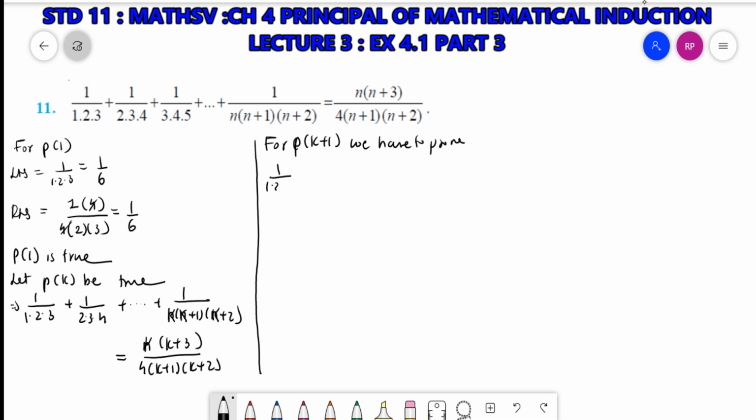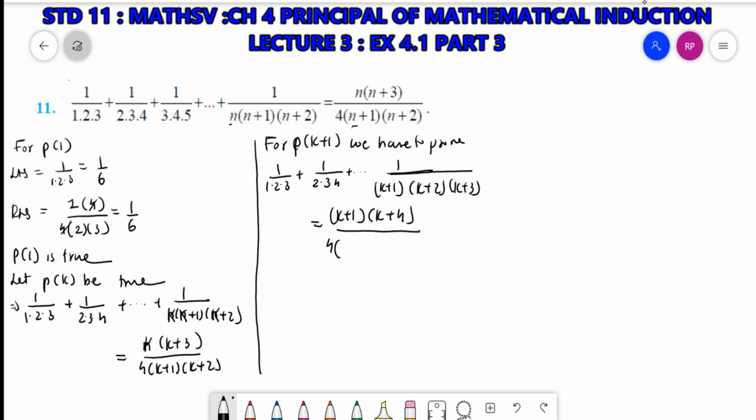1 upon 1 into 2 into 3 plus 1 upon 2 into 3 into 4 up to 1 upon, instead of n, k plus 1. For n plus 1 means k plus 1, k plus 2. And n plus 2, k plus 1 plus 2, k plus 3. So this is equal to, instead of n, k plus 1. n plus 3 means k plus 1 plus 3, that is k plus 4 upon 4, k plus 1 plus 1, k plus 2, k plus 1 plus 2, k plus 3.